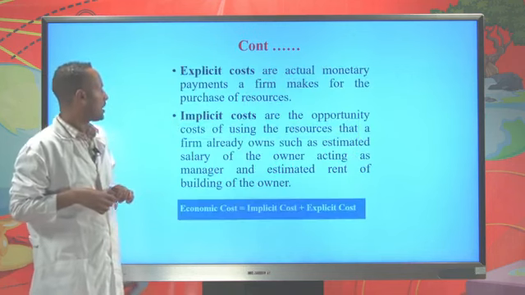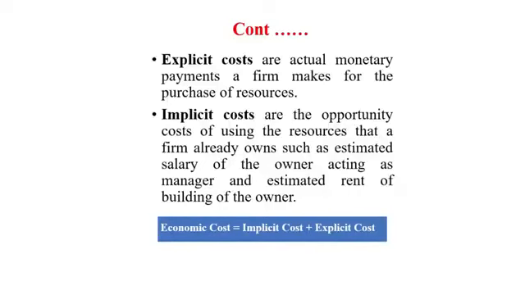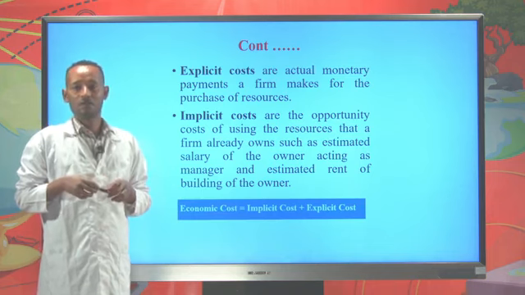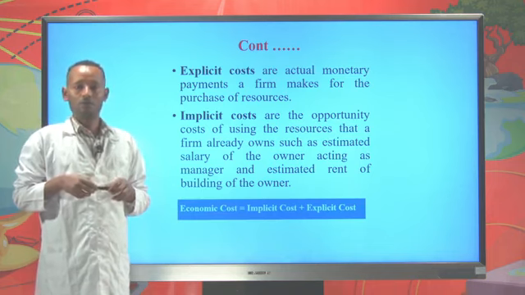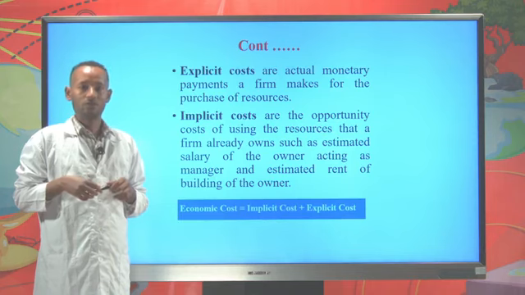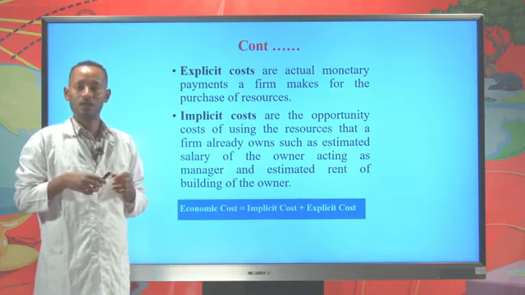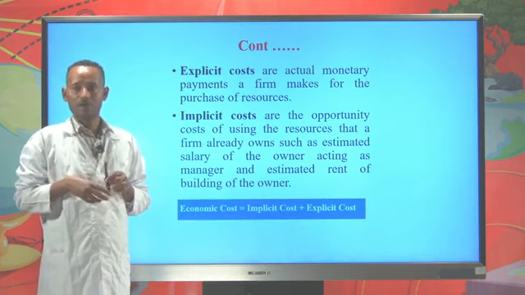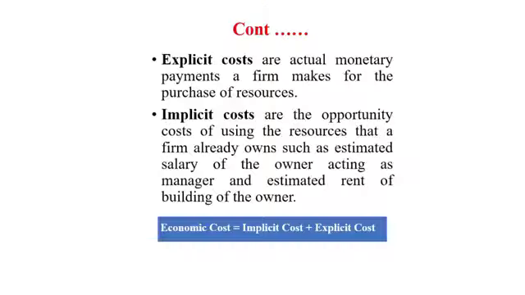Explicit costs are actual monetary payments made by the firm for the purchase of resources. These explicit costs are out-of-pocket expenditures. Expenditures made for the purchase of oil, natural resources, raw materials, electricity, all these are considered explicit cost. But implicit costs are those costs that are incurred by the owner.